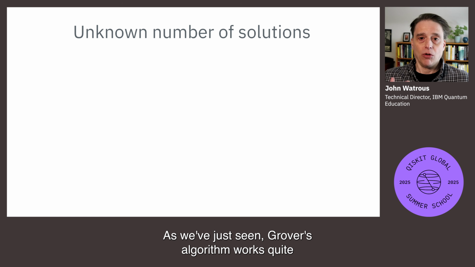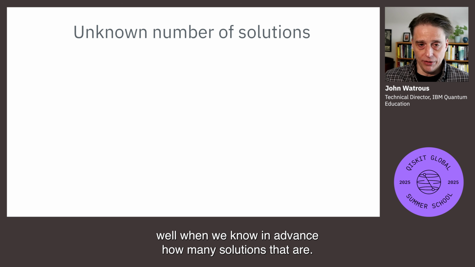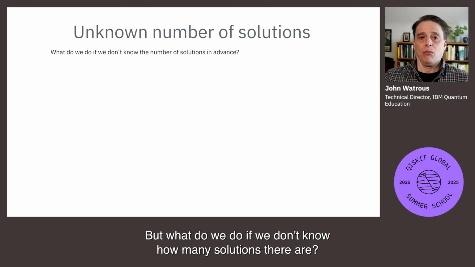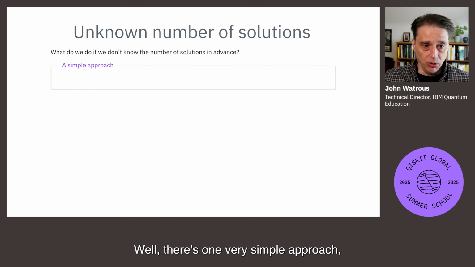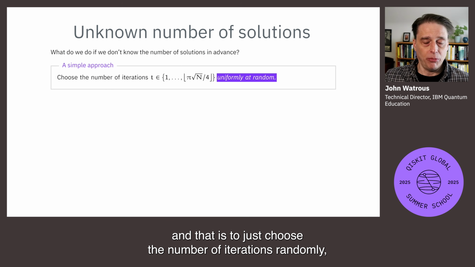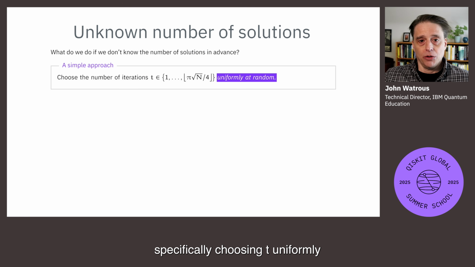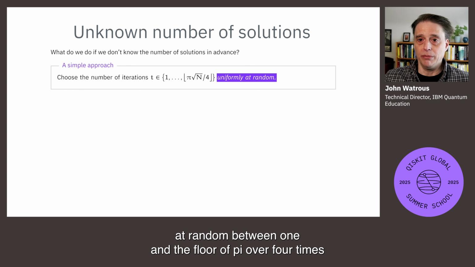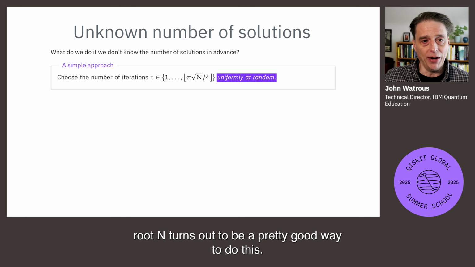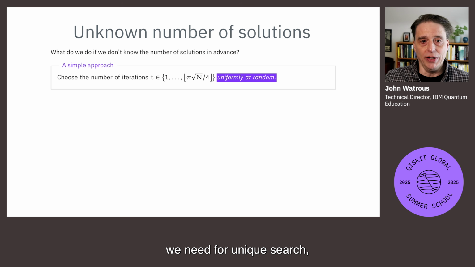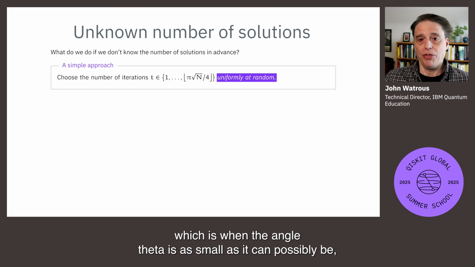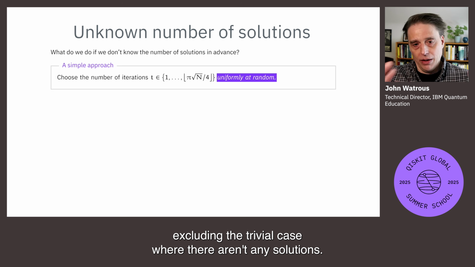As we've just seen, Grover's algorithm works quite well when we know in advance how many solutions there are. But what do we do if we don't know how many solutions there are? Well, there's one very simple approach, and that is to just choose the number of iterations randomly. Specifically, choosing t uniformly at random between 1 and the floor of pi over 4 times root n turns out to be a pretty good way to do this. The upper end of this range is approximately the number of queries we need for unique search, which is when the angle theta is as small as it can possibly be, excluding the trivial case where there aren't any solutions.